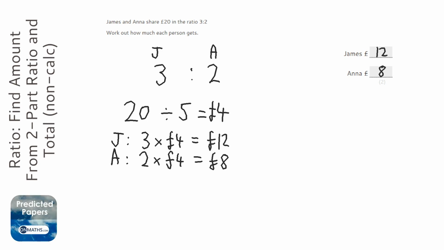We can check that. First of all, James has more than Anna. Well, James has £12, Anna has 8. Secondly, there's £20 in total. So 12 plus 8 is 20. So chances are, with these simple checks, we know we've probably got the right answer.